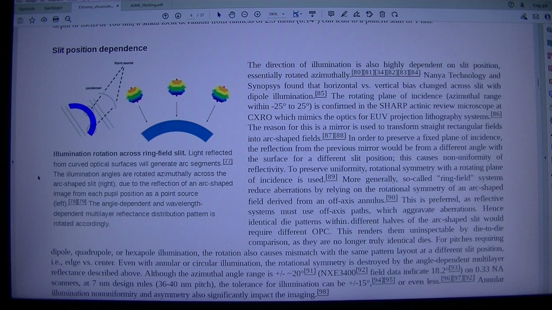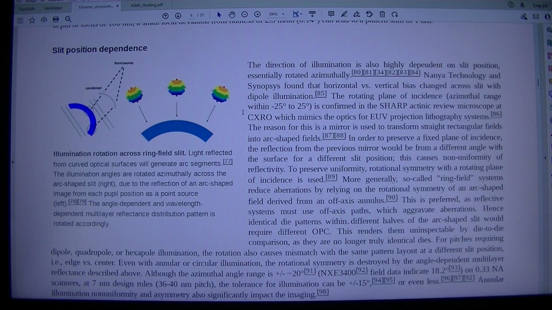The angle-dependent and wavelength-dependent multilayer reflectance distribution pattern is rotated accordingly. The direction of illumination is also highly dependent on slit position, essentially rotated azimuthally. Nanotechnology and Synopsys found that horizontal versus vertical bias changed across the slit with dipole illumination.